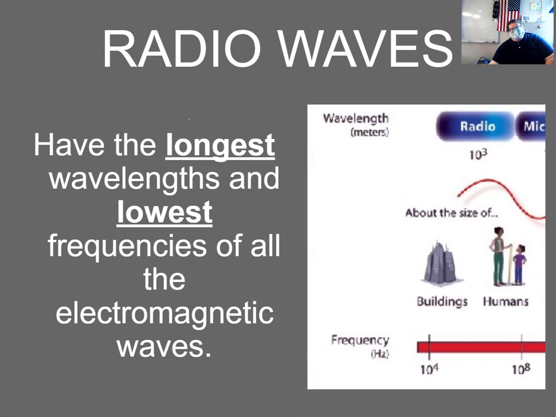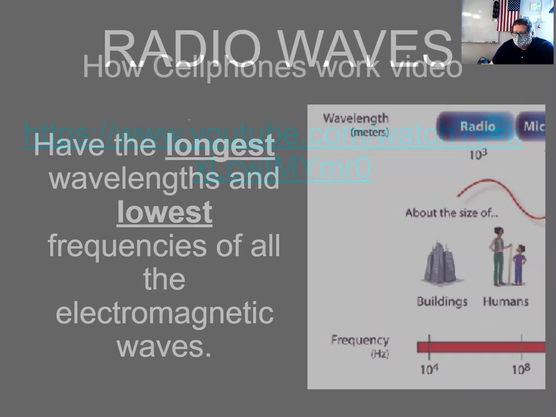Okay, so let's start with radio. It has the longest wavelengths and lowest frequency of all the electromagnetic waves. So you see they're quite large, on the scale of buildings to humans. And really, there's no lower limit. I guess technically the longest wavelength would be the size of the universe or something, but there's basically no limit to how big these waves can be, how long the wavelengths are.